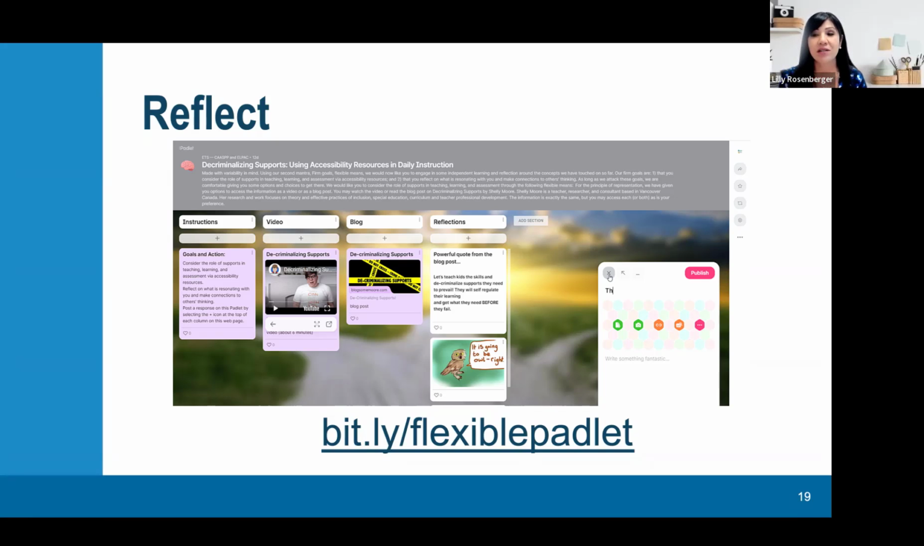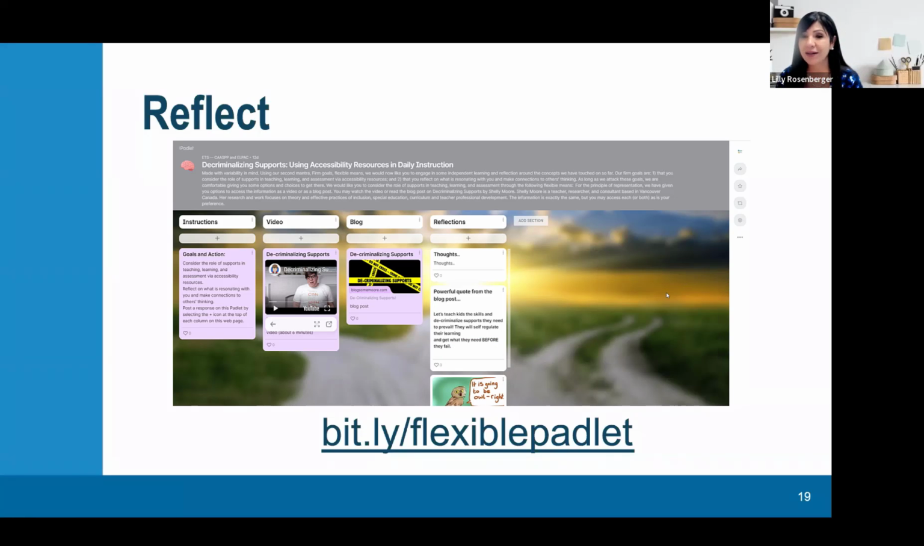For example, one participant responded by quoting from the blog post: "Let's teach kids the skills and decriminalize supports they need to prevail. They will self-regulate their learning and get what they need before they fail." When you are ready, pause the video and access either the Decriminalizing Supports video or blog post by navigating to bit.ly/flexible Padlet. This is also where you will post your response. You may resume the video once you've completed this activity.